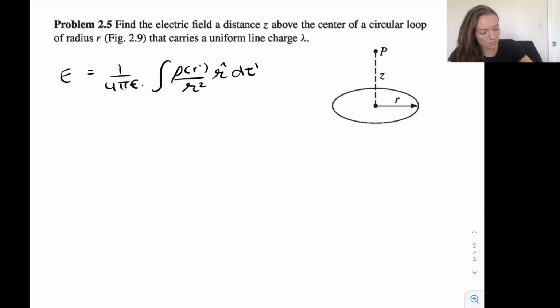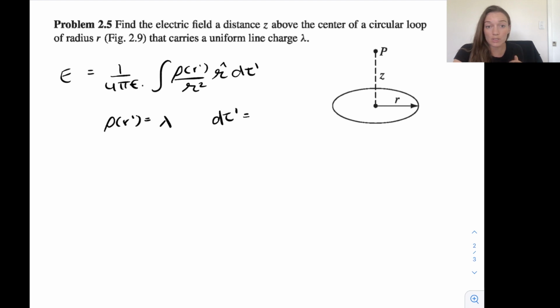So rho we have is just lambda. This is just a line charge again. And now what is our d tau? This one is a little bit tricky because we want to do it in cylindrical coordinates. So d tau, we're going to be integrating in a circle over cylindrical coordinates. So that would just be in the phi direction, but you have to be careful when you're integrating in cylindrical or spherical coordinates. You might want to say, okay, I'm just integrating with respect to d phi and that's it. But d phi actually comes with an r.